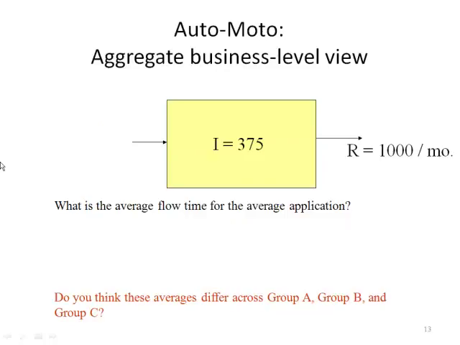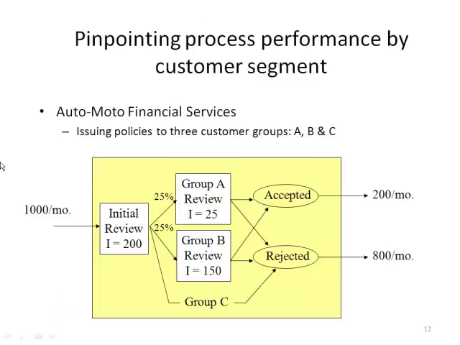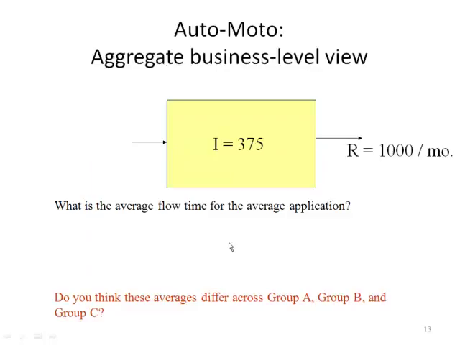At the aggregate business level, the total inventory in the system is 375. And how did I get that? Well, if I go back to the initial diagram here, I have 200 in initial review, 25 in the Group A review, and 150 in the Group B review. So I have a total inventory of 375. I'm not worried at this point about whether it's going to be accepted or rejected, whatever. The inventory in the system is 375.